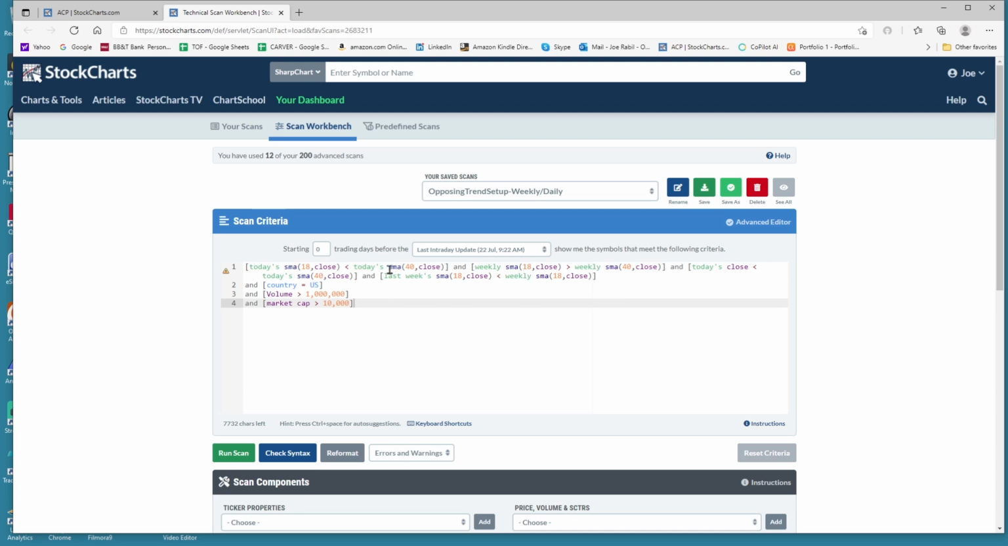This pattern is essentially what I call the opposing trend trigger setup, where the weekly chart is in an uptrend and the daily chart is pulling back or in a downtrend. So this is the setup pattern. It is not the trigger. What I'll do is run this and just show you.